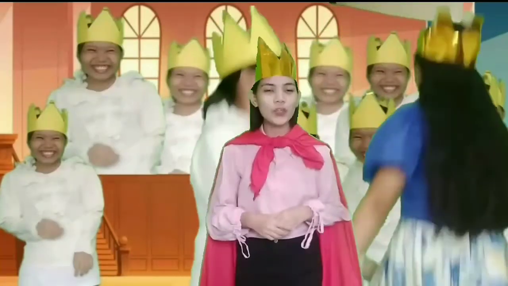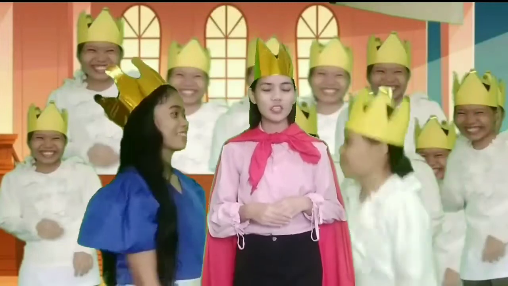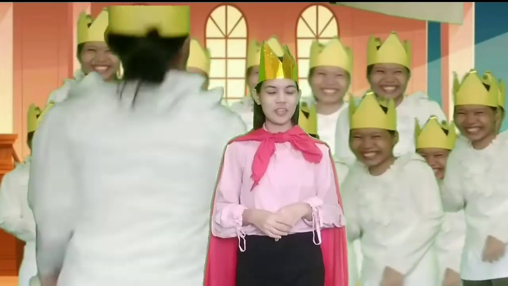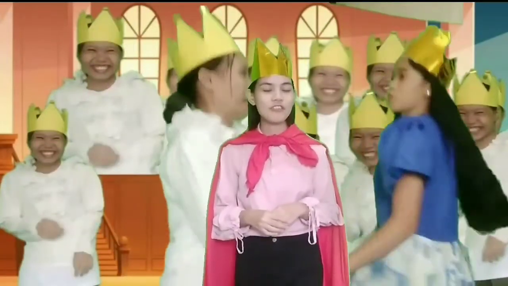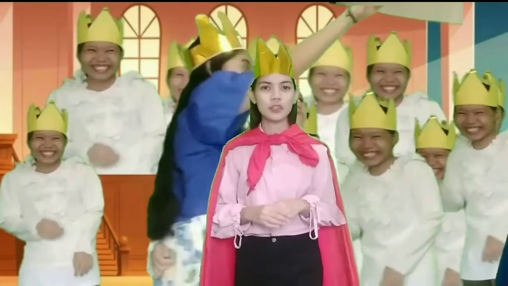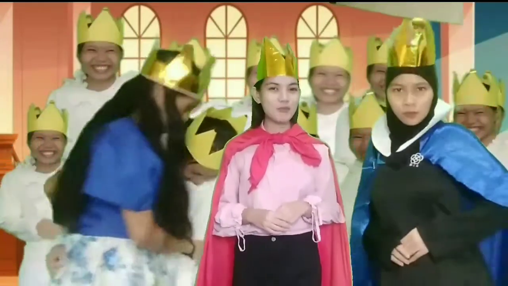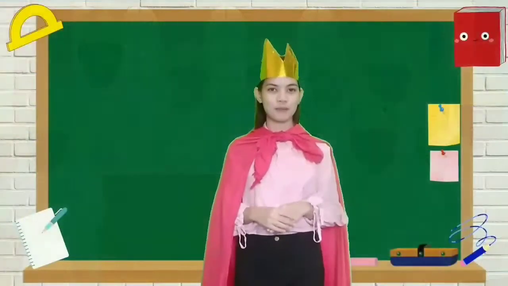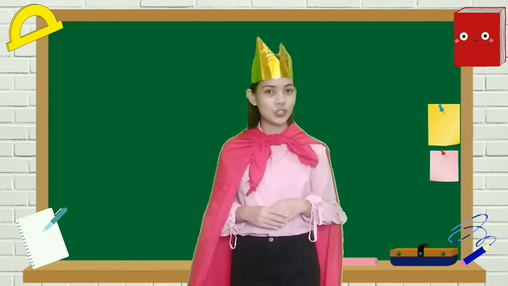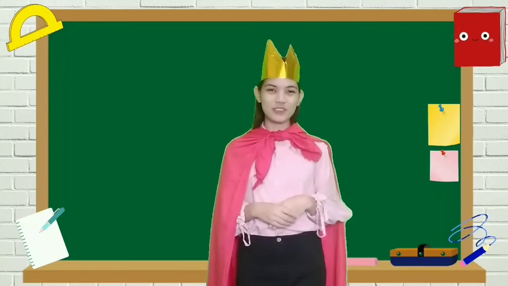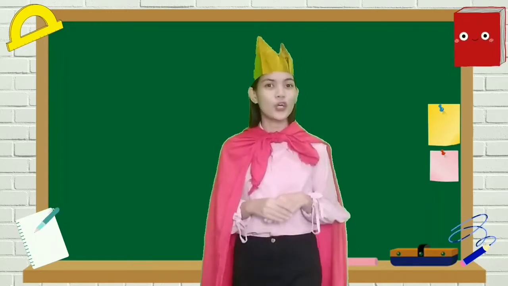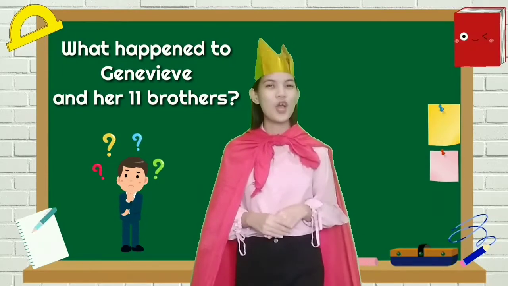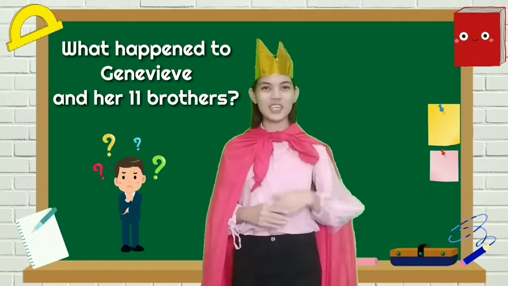Now class, you're going to listen to a story about what extreme jealousy can do to other people and how love can change everything. This is a story about Genevieve and her 11 brothers who happened to have a wicked stepmother named Queen Helga. This wicked stepmother was very jealous of them. Before listening to the story, what do you want to find out? Okay, you want to find out what happened to Genevieve and her 11 brothers? We will find out later as you listen to the story.